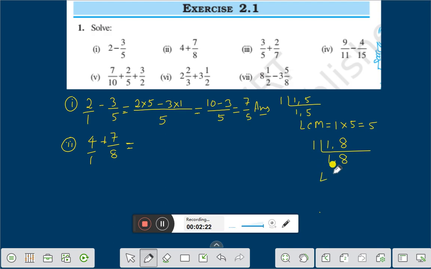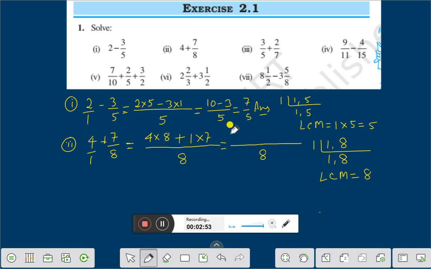Therefore, LCM is equal to 1 into 8, that is equal to 8. Therefore, it is 8. If we divide 8 by 1, that is 8. 4 into 8, plus, if we divide 8 by 8, that is 1, 1 into 7.